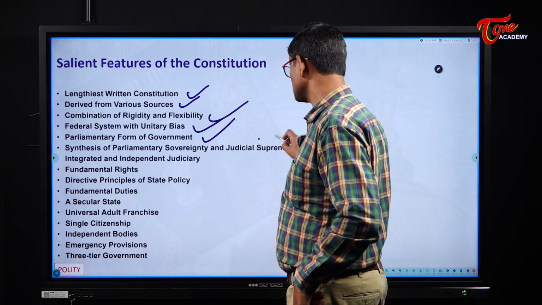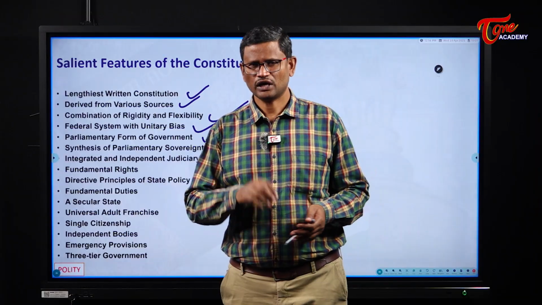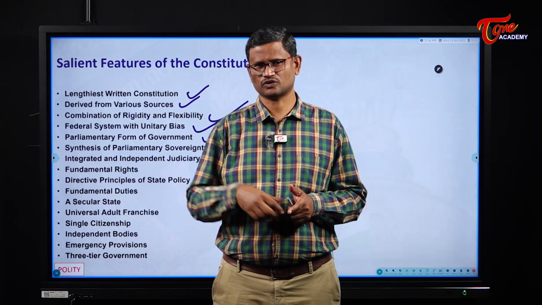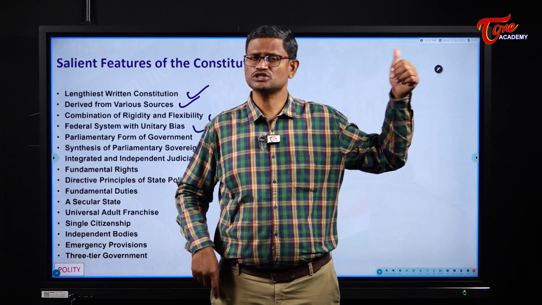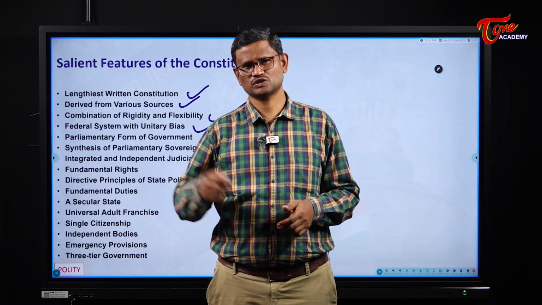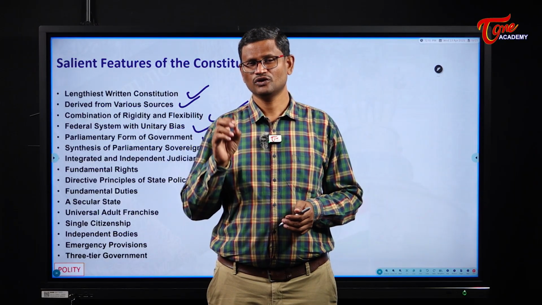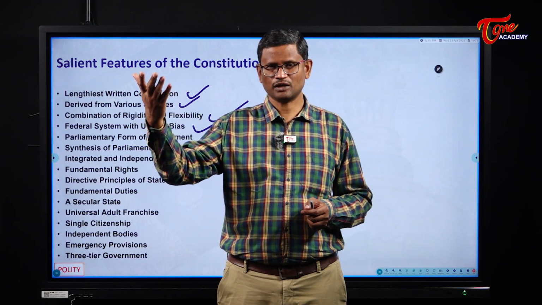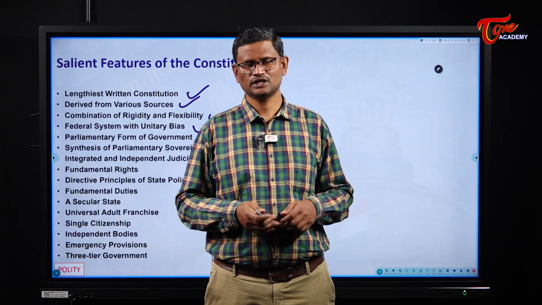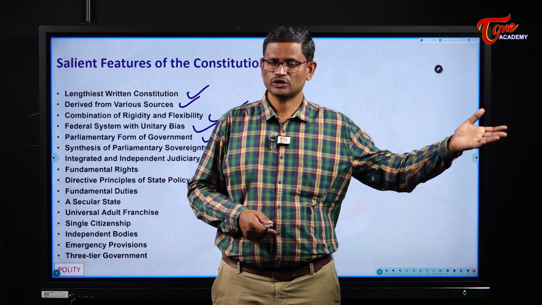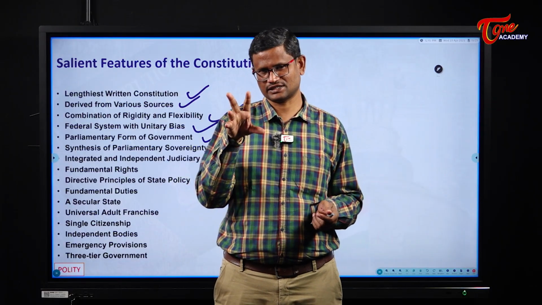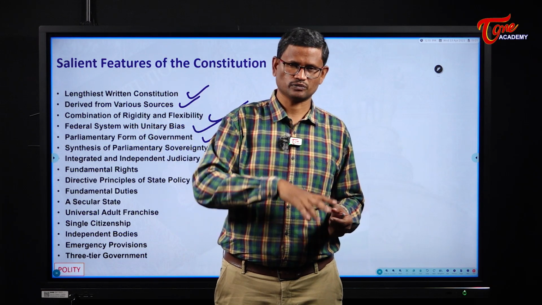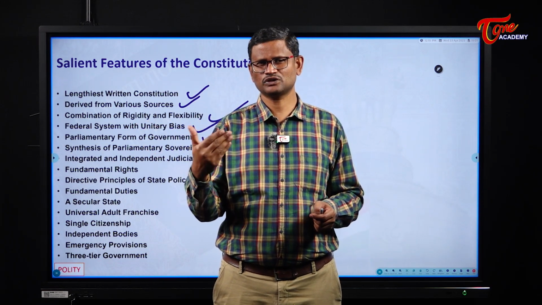Then when it comes to the next salient feature, we all know that in the United Kingdom, the parliament is very powerful, the legislature is powerful. In America, the judiciary is powerful. In France, the executive is powerful. But when we made a constitution for independent India, we tried to borrow parliamentary sovereignty from the United Kingdom and judicial supremacy from the United States of America. This was called a synthesis of parliamentary sovereignty and judicial supremacy. But we ended up with judicial supremacy.